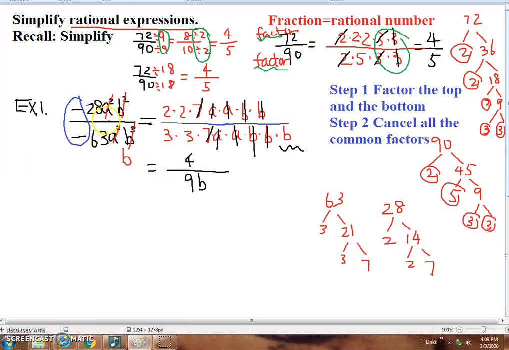And also similarly, 28 and 63, if you know that 7 goes into both of them, you can divide both by 7, because 7 goes into 28 4 times, and 7 goes into 63 9 times. So you can get the answer very quickly. 4 on the top, 9b on the bottom. But if you have trouble doing it this way, you can still expand everything, factor everything out. Okay, so the process, the steps, first to factor everything. If you have trouble doing that directly, and you cancel all the common factors.